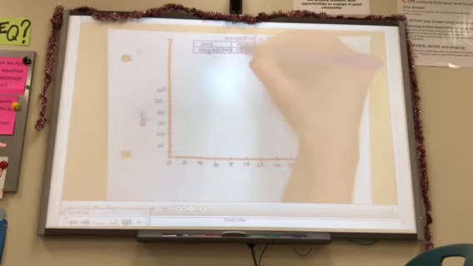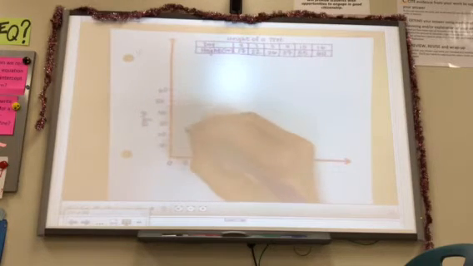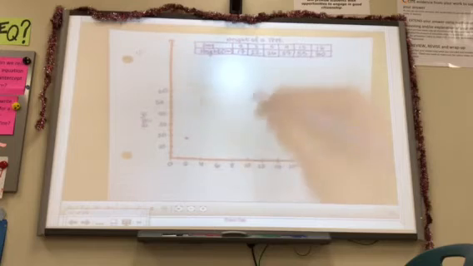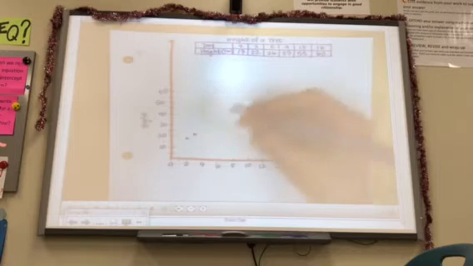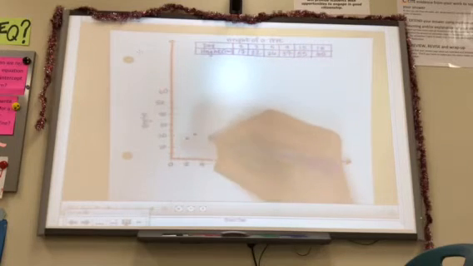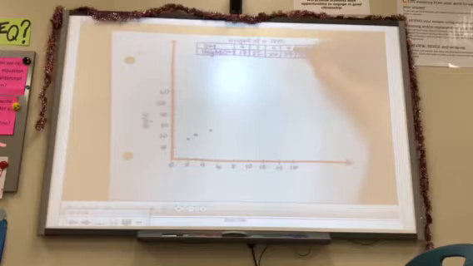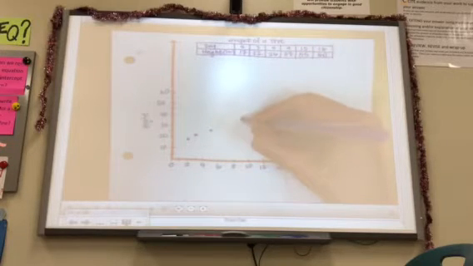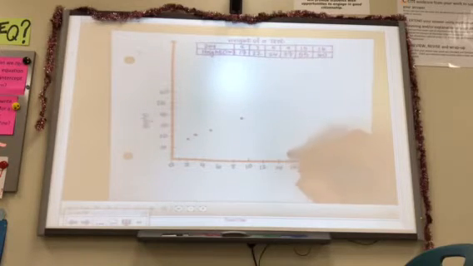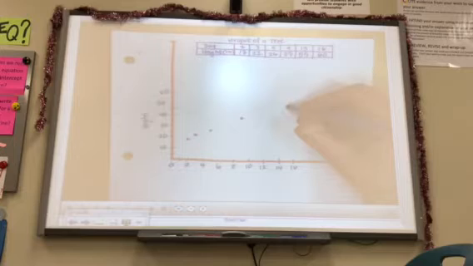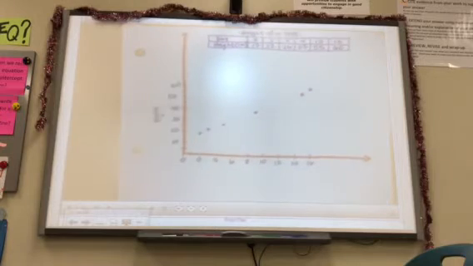So the first thing we're going to do is just graph each of these coordinates. So this would be the coordinate 2, 17, and obviously it's not going to be perfect, but hopefully somewhat. 3 and 22, 5 and 26, 9 and 37, 15 and 55, and then 16 and 60. Okay, so not a perfectly straight line.